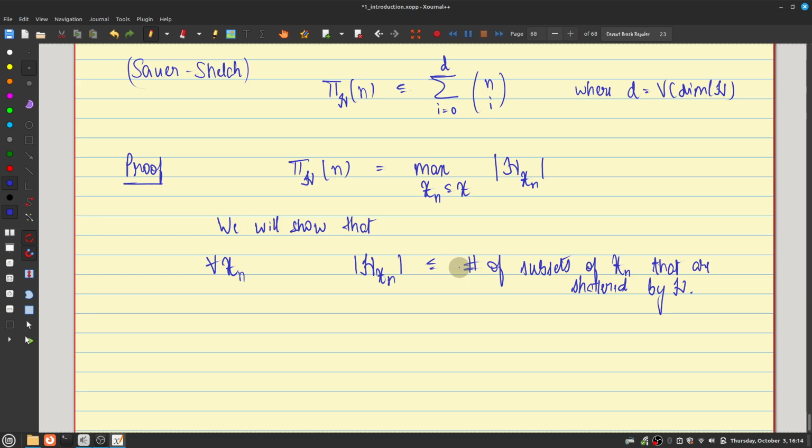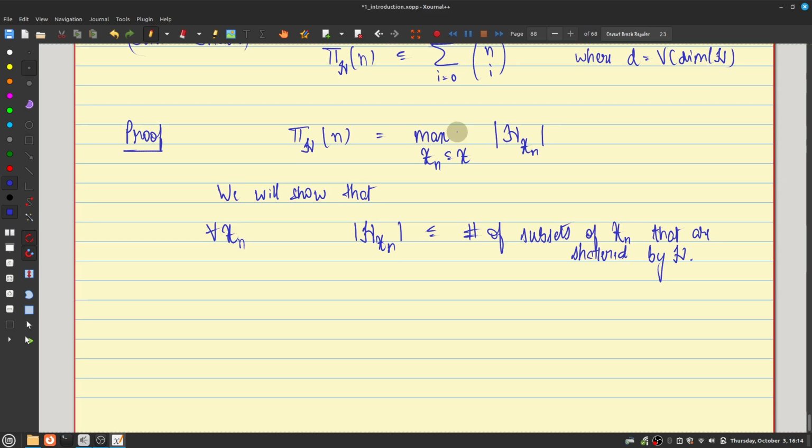Or in other words, suppose that n is greater than d. I want to say that the number of subsets of X_n that are shattered by H is upper bounded by this particular quantity. And why is that true? If a subset of X_n is shattered by H, then what is the size of the largest subset that is shattered by H?